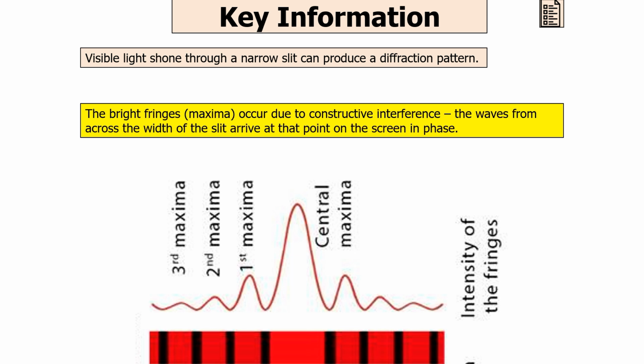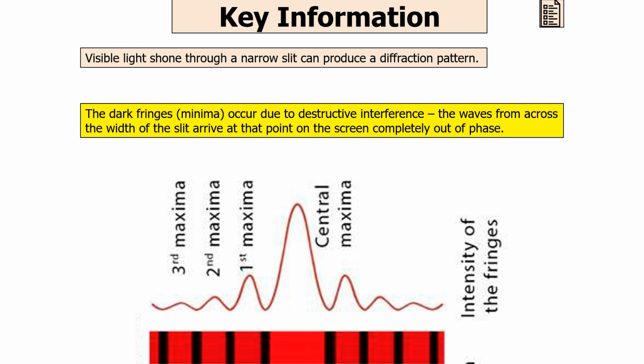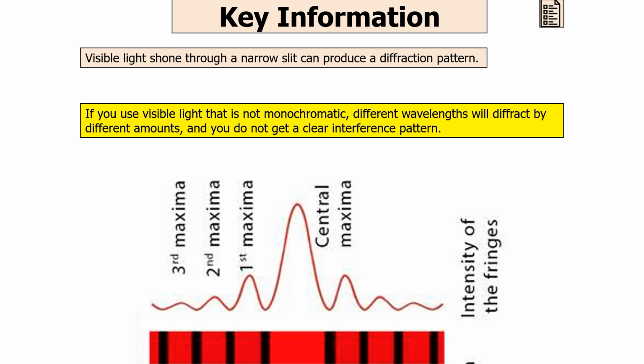The pattern has a bright central fringe, a central maxima, with alternating bright and dark fringes on either side of it. The bright fringes, or maxima, occur due to constructive interference. The waves from across the width of the slit arrive at that point on the screen in phase. The dark fringes, or minima, occur due to destructive interference. The waves from across the width of the slit arrive at that point on the screen completely out of phase. If you use visible light that is not monochromatic, different wavelengths will diffract by different amounts and you won't get this clear interference pattern.